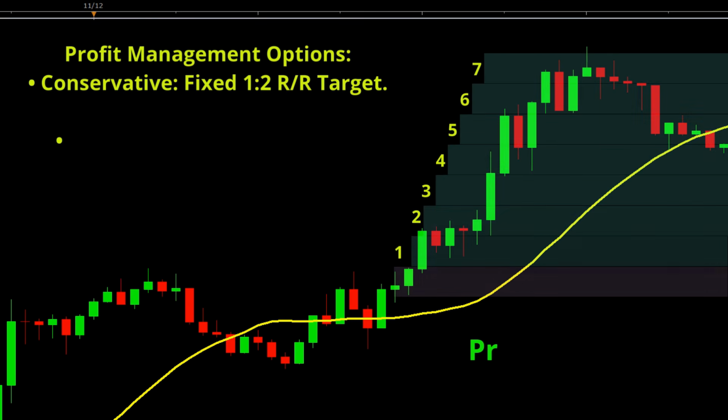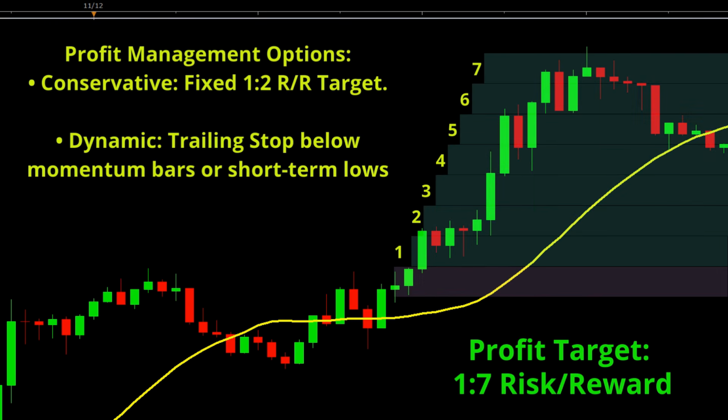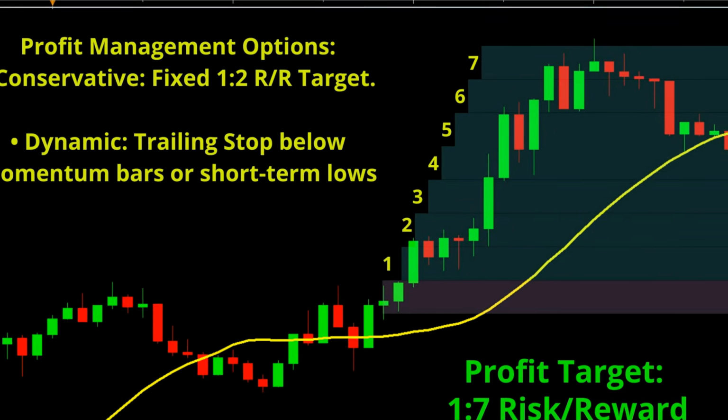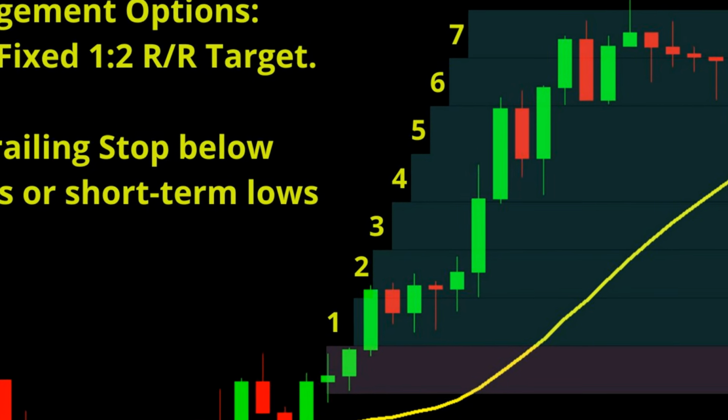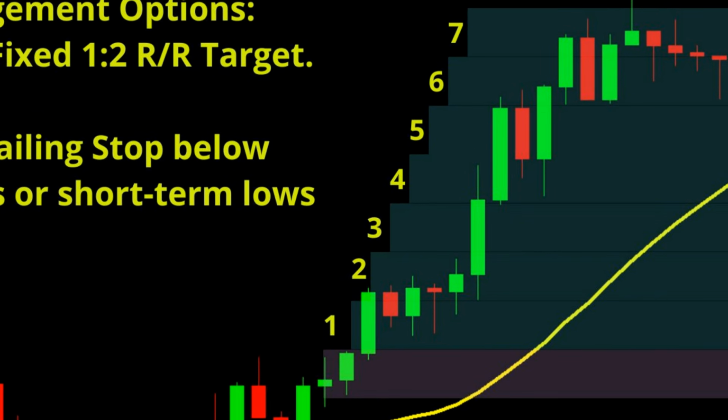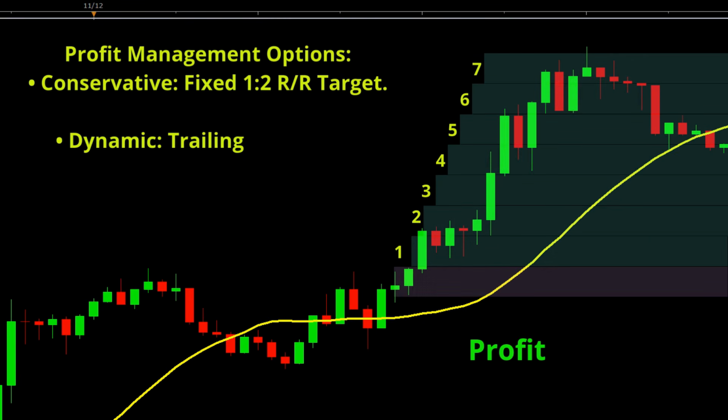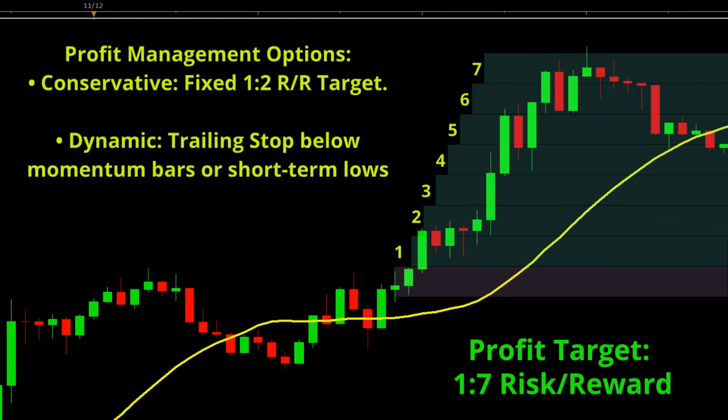As the price surges, we simply trail our stop under the new structure. This trending move shows exactly why it pays to be patient and wait for the perfect alignment of our indicators and price action. In this case, the trade reached a full 1 to 7 return.